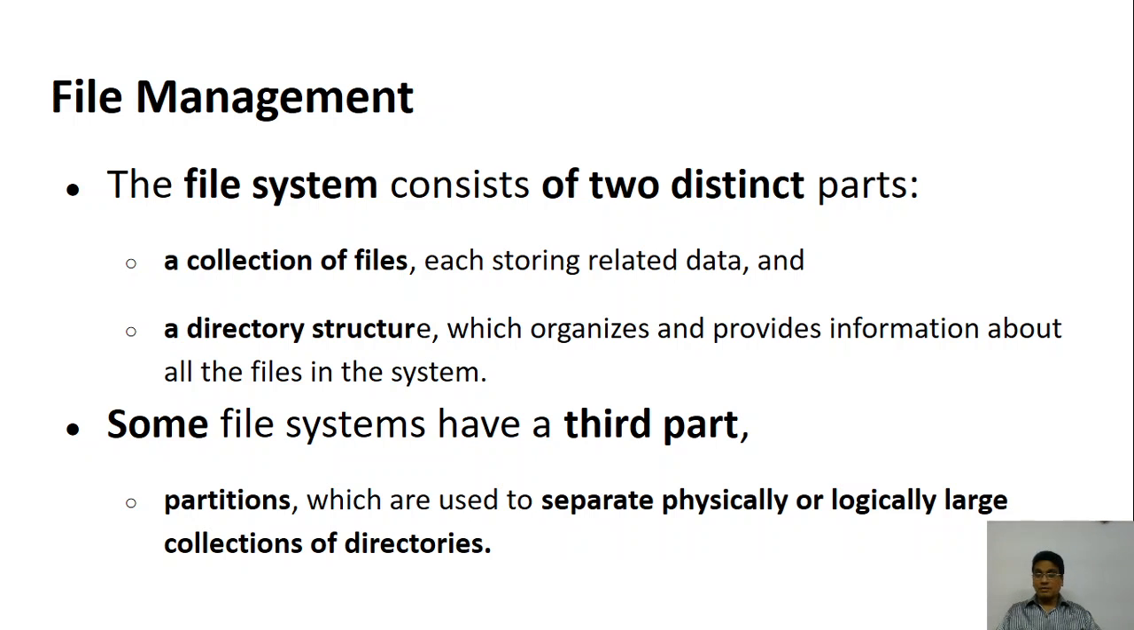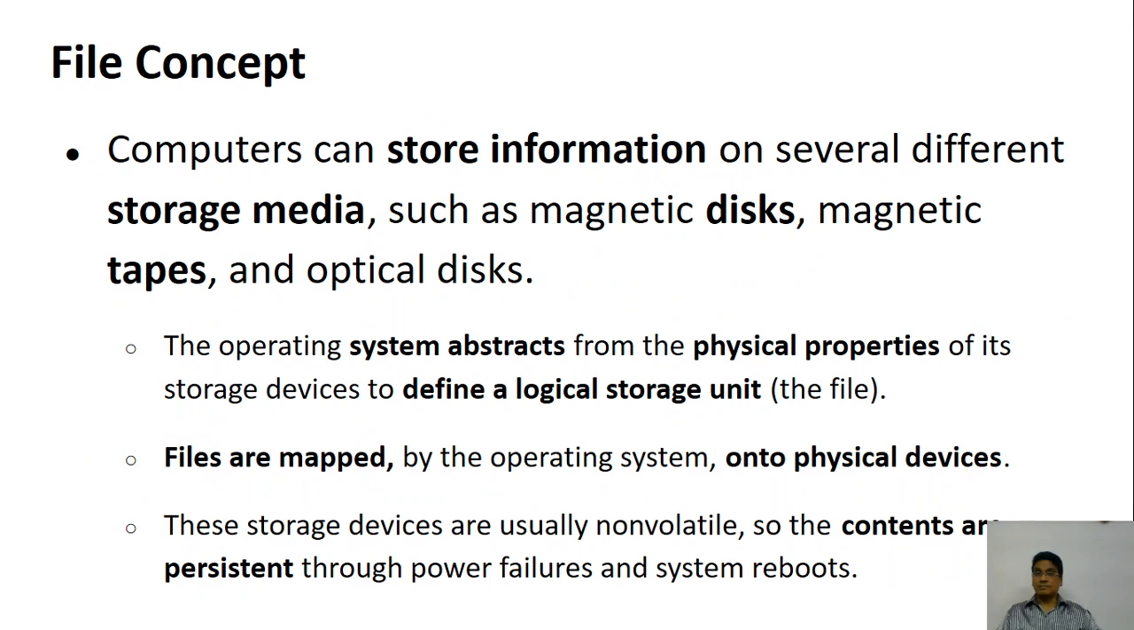Now, most operating systems have one other part, and that is the partition. A given storage device is logically divided, or sometimes we physically divide it, so that the arrangement is smoother. For example, on your laptop you have C drive, D drive, and so on, but there is only one hard disk, one secondary storage device, which is logically partitioned into different drives. So this is one other way of arranging the files.